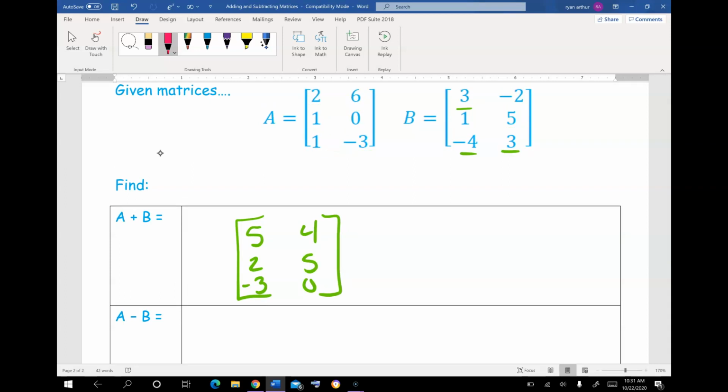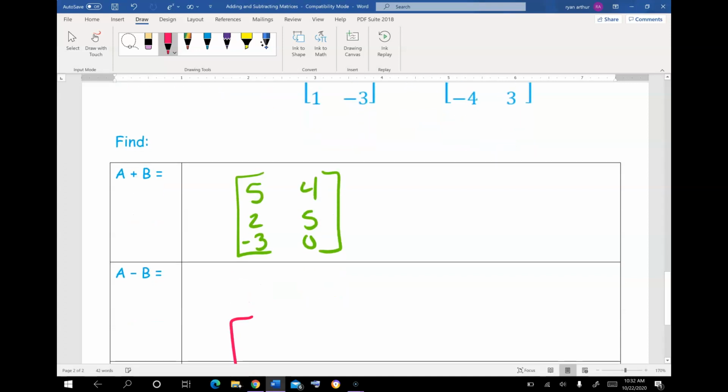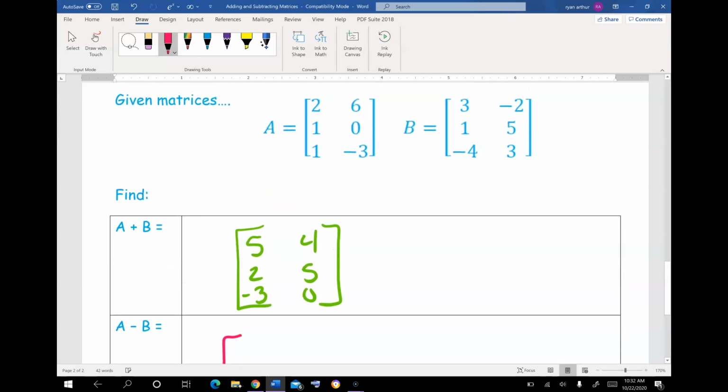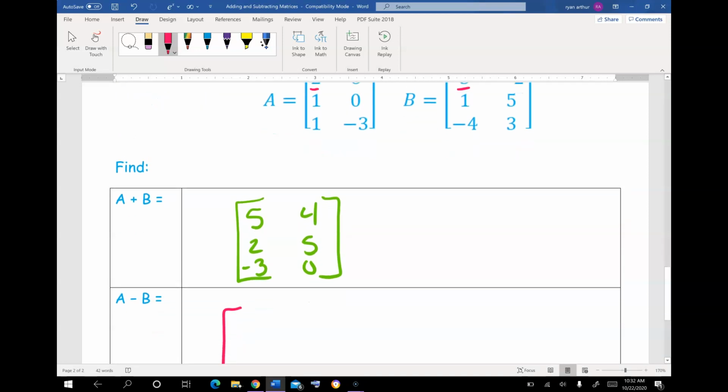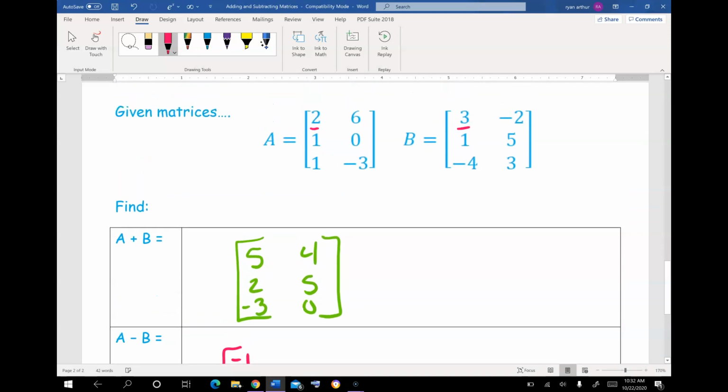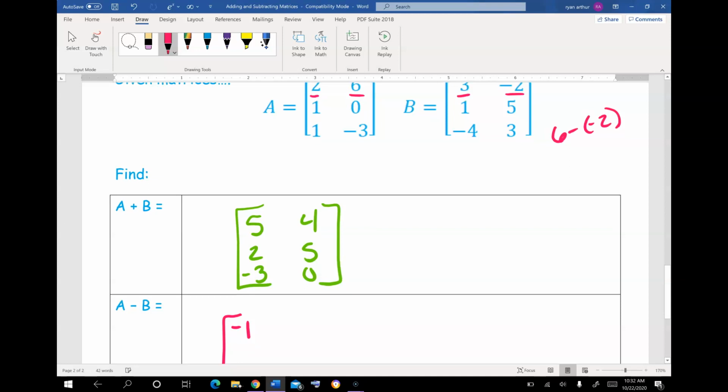So let's erase. Okay. All right, so I'm going to subtract these two matrices. Okay. So I'm going to say 2 minus 3. 2 minus 3 is negative 1. Then I'm going to say 6 minus negative 2 is going to give me, so 6 minus negative 2, so you can see it, okay? That's going to give me 8.